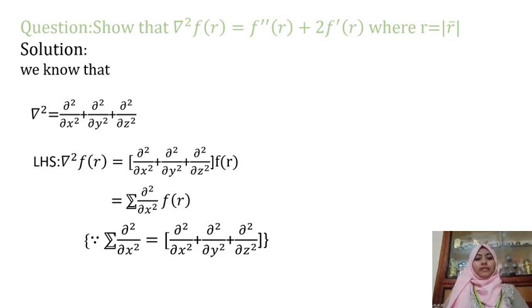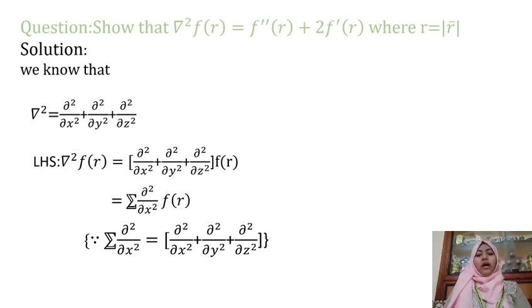So our problem is del square of f of r equals f double dash of r plus 2 by r into f dash of r, and it is given that r equals the modulus of r bar. To solve this problem, we use the Laplacian operator. By the Laplacian operator, del square equals dou square by dou x square plus dou square by dou y square plus dou square by dou z square. From the LHS, del square of f of r, in place of del square we can write dou square by dou x square plus dou square by dou y square plus dou square by dou z square, and we can write f of r as it is.